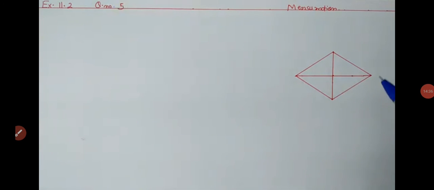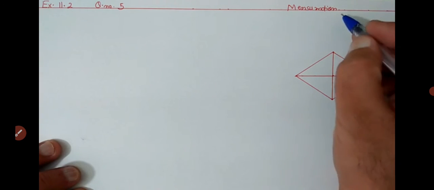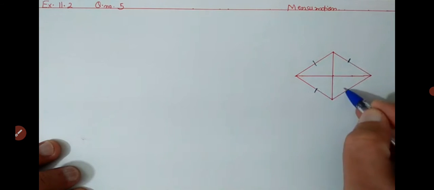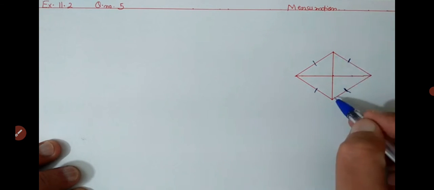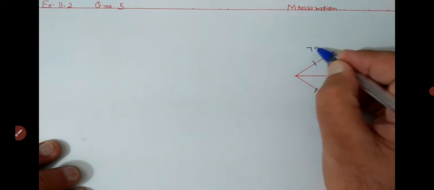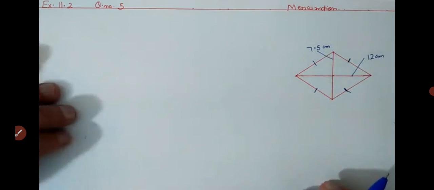The diagonals of a rhombus are 7.5 centimeter and 12 centimeter. Find its area. Okay, so rhombus के diagonals are given. What is the property of a rhombus? All the sides are equal in the rhombus. And the diagonals are given, that is 7.5 centimeter and 12 centimeter. So we have to find the area of this rhombus.